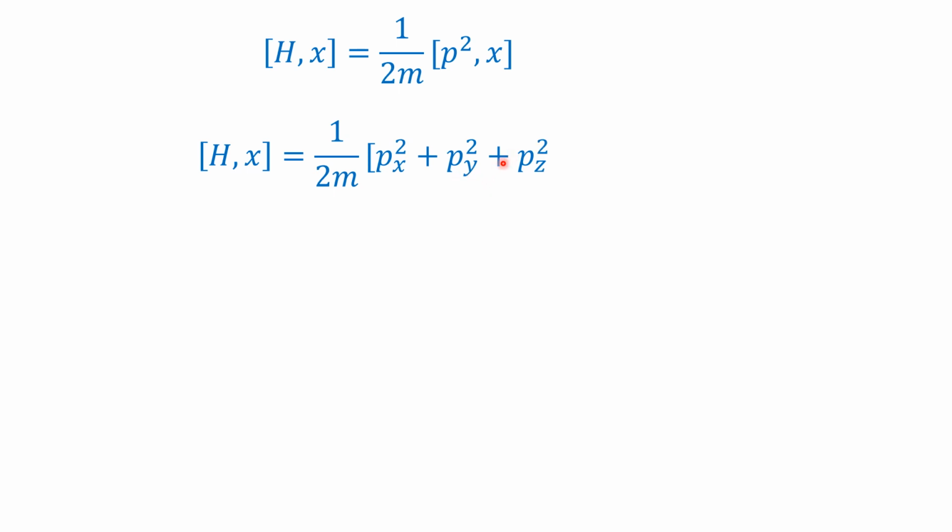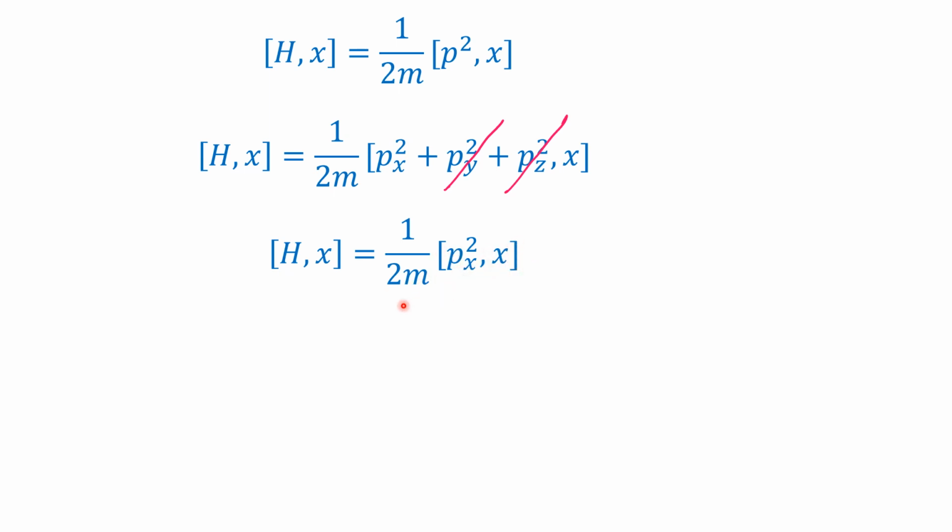So this is the commutation we have to prove. Now we have already seen that x will commute with py and pz, so we can cancel these. Only x will not commute with px, so I am retaining this px squared only. Now this in turn turns out to be the commutation of H with x is equal to 1 over 2m times the commutation of px squared with x.